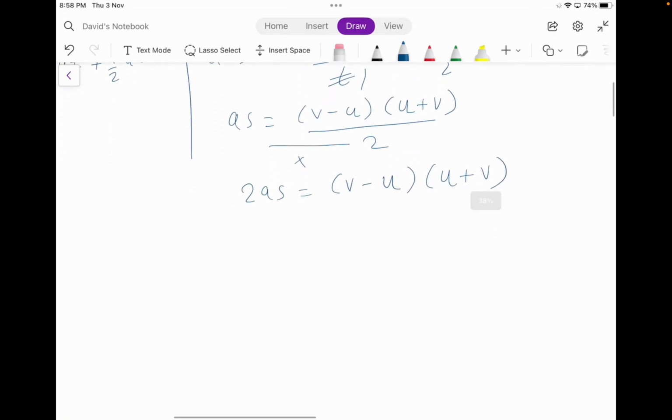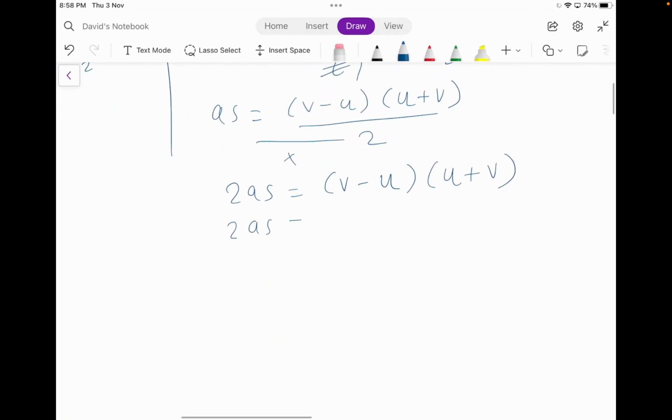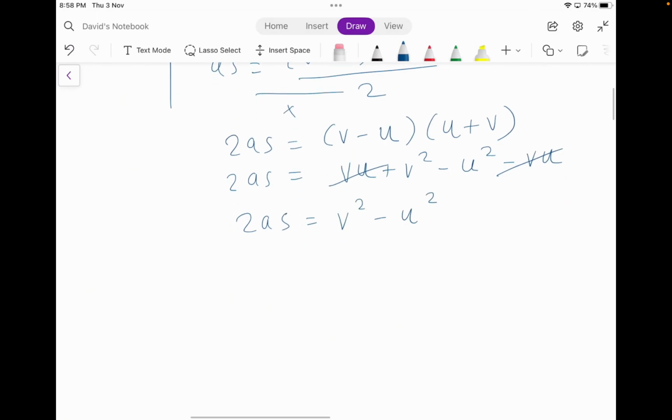So once you expand the brackets, you should be getting 2as, which is going to be equivalent to vu. Actually, I'm just going to leave it. We're going to expand the brackets: vu plus v square minus u square minus vu. This is going to cancel out each other, so you get 2as is equivalent to v square minus u square. Once you do that, you're going to rearrange this formula again to give you your final equation.